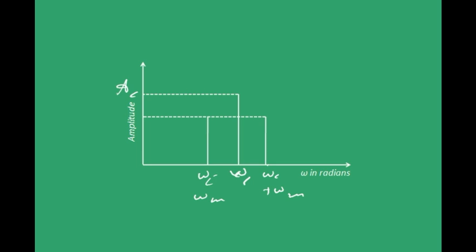So this amplitude, which corresponds to the lower side and higher side frequencies, should be equal to mu AC by 2, as we have seen in the above formula. Obviously this will be less than AC because mu is less than 1, right?